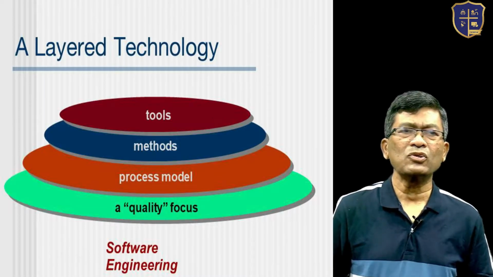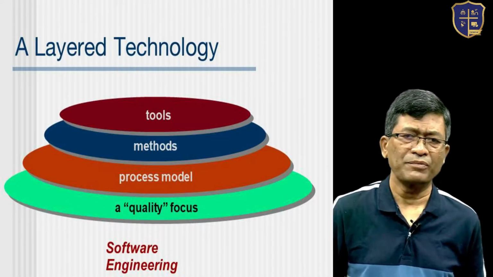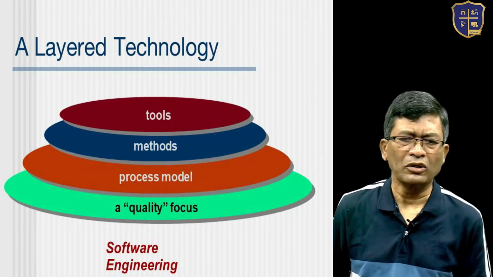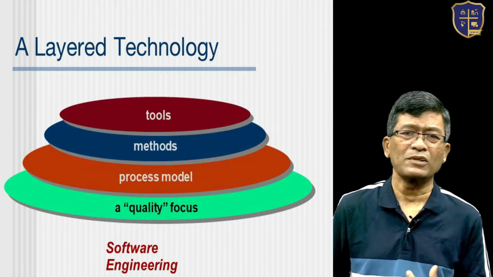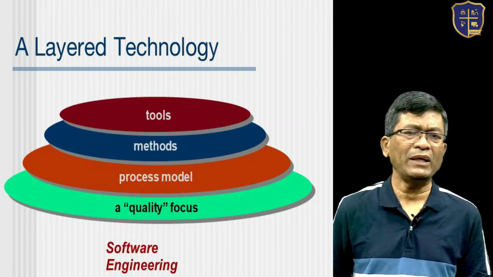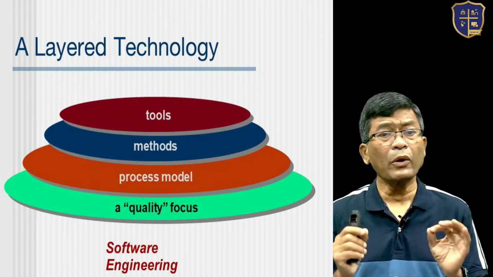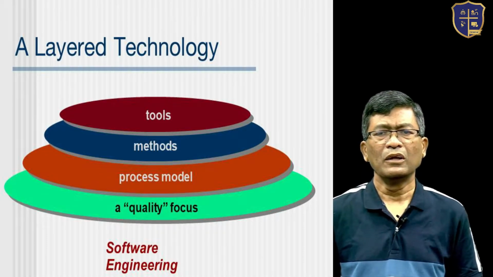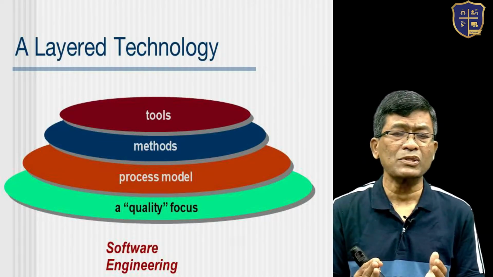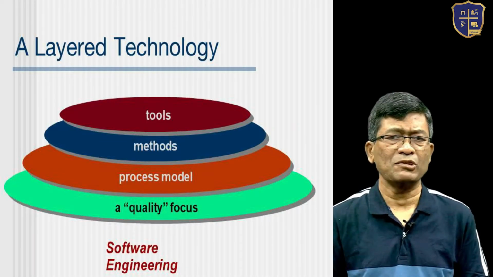Software engineering can be also seen as a layered technology. You can define it as a layered technology where the bedrock, the bottom is the quality focus. You have to make a quality product. Quality can be defined as conformity to the requirements of the user. It can be seen as satisfying the requirements or the expectations of the customer.